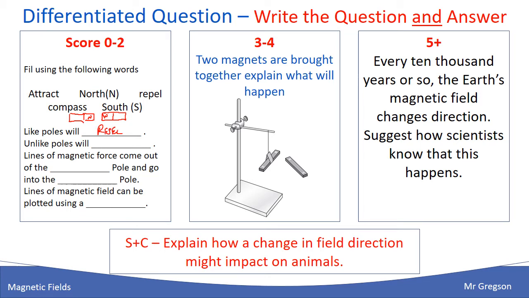Unlike poles, so if we've got a north and a south, or a south and a north, will attract. Okay, well, here you go. If you get one, getting the other is pretty straightforward. Lines of magnetic force come out of which pole and go into which pole? We just had that on the previous slide.